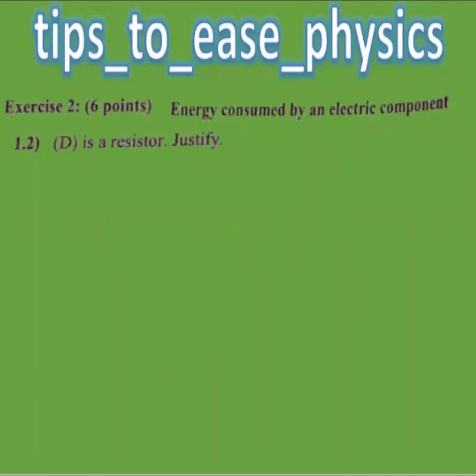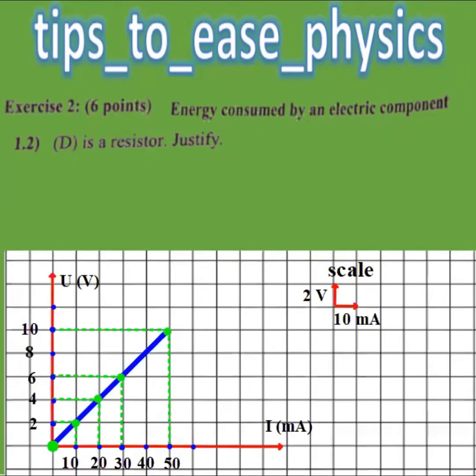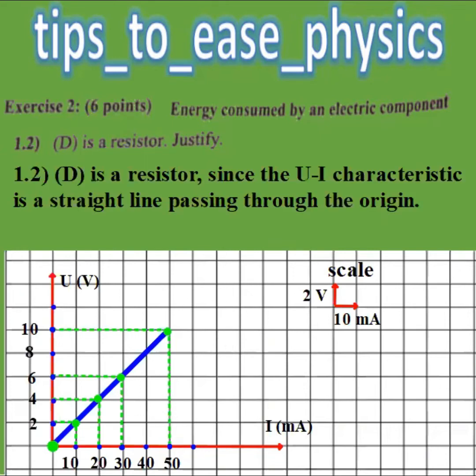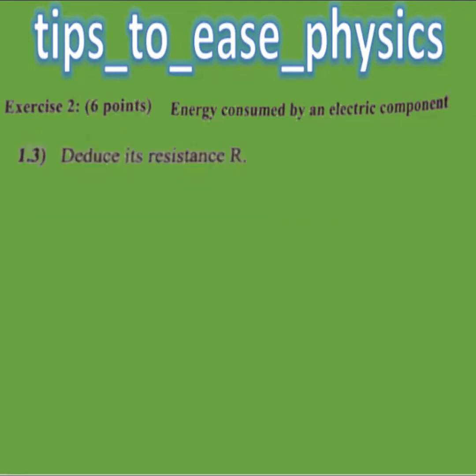Number 1.2. D is a resistor. Justify. We drew the UI characteristic of D, which is a straight line passing through the origin. So we can say that D is a resistor since the UI characteristic is a straight line passing through the origin. Number 1.3. Deduce its resistance R.